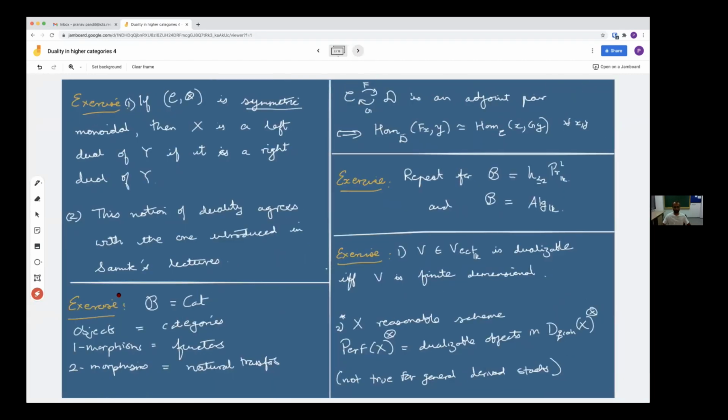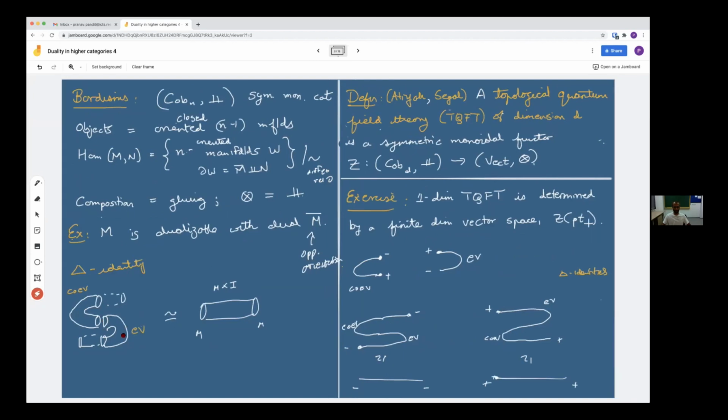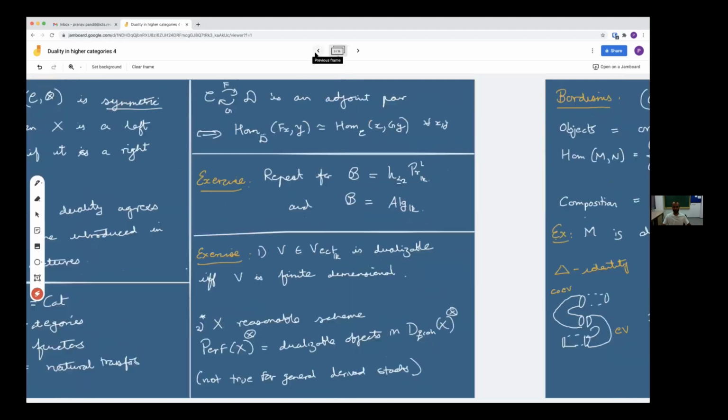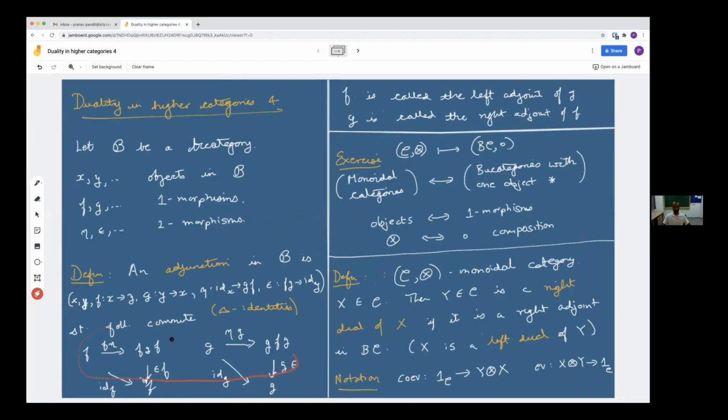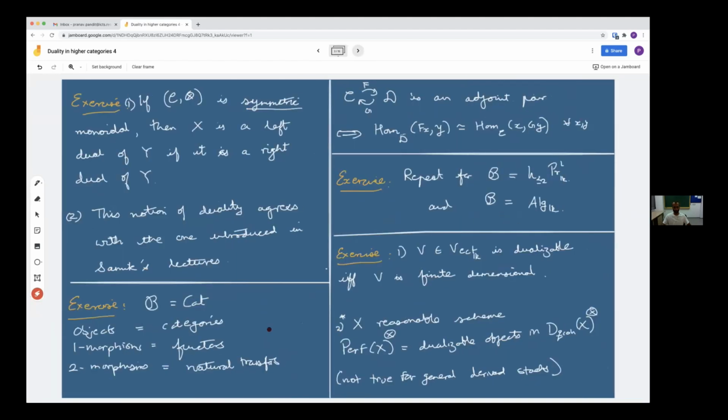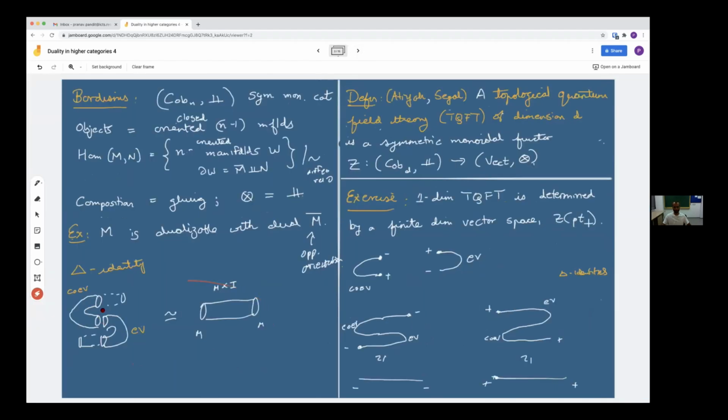So the evaluation map is this cylinder, the co-evaluation map is this cylinder, and here is one of the triangle identities. Recall we have to check these 2 triangle identities. That was part of the definition. Here is one of them. That's just this diffeomorphism. The other one is got by drawing the S in the opposite direction. So every object is dualizable.